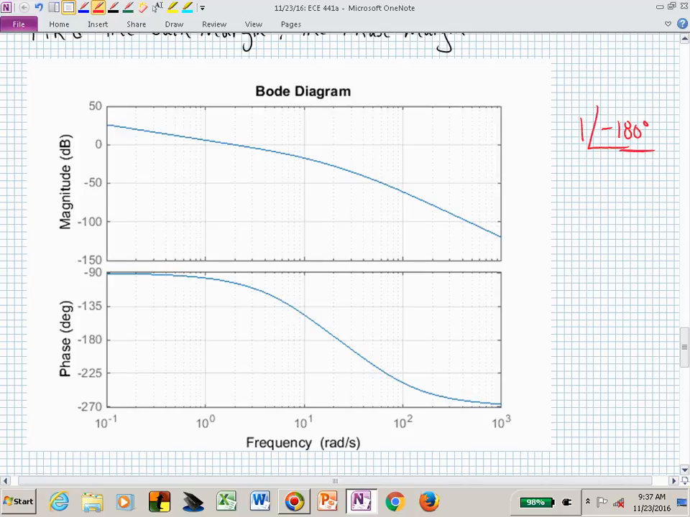So where on this magnitude plot does that plot cross through 1? And now you have to remember 1 in dB. So 20 log of 1, and this is log base 10 of 1. What's log base 10 of 1? It's 0, right? Log of 1 is 0. 20 times 0 is 0. So now we're looking, what frequency does the magnitude plot cross through 0 dB?